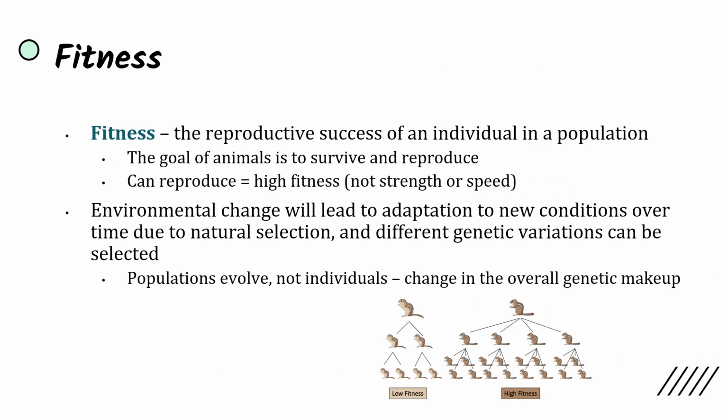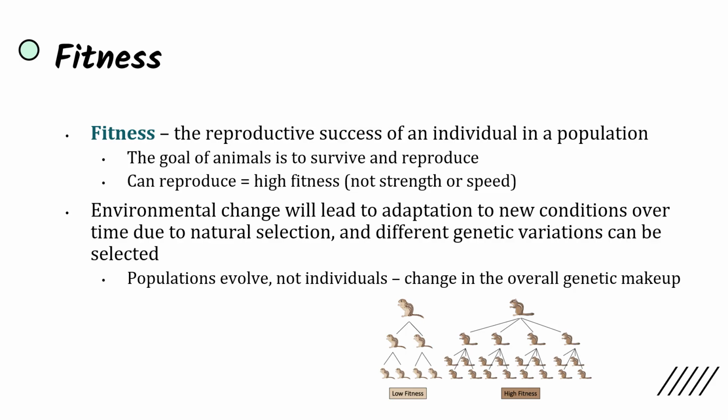And we call the reproductive success of an individual in a population biological fitness. And of course, the goal of animals is to survive and reproduce. And so if you can reproduce, that means that the organism has high fitness. And this isn't dependent on strength and speed, although these factors can help an organism survive long enough in order to reproduce. But fitness is primarily based on whether or not an organism is able to reproduce.